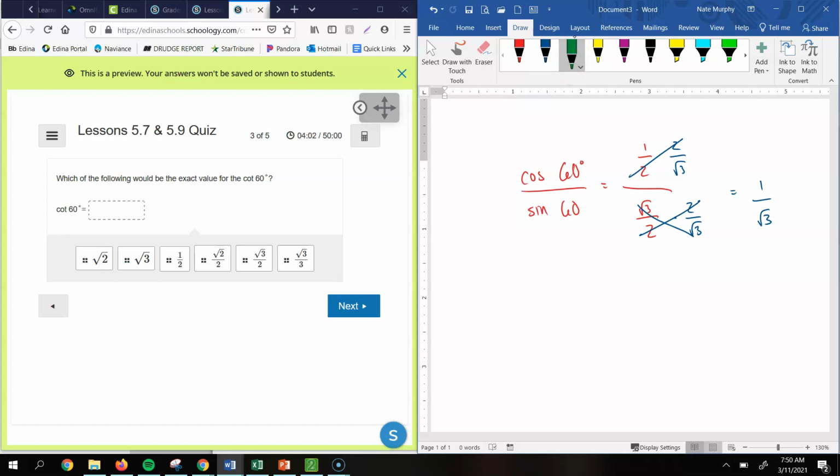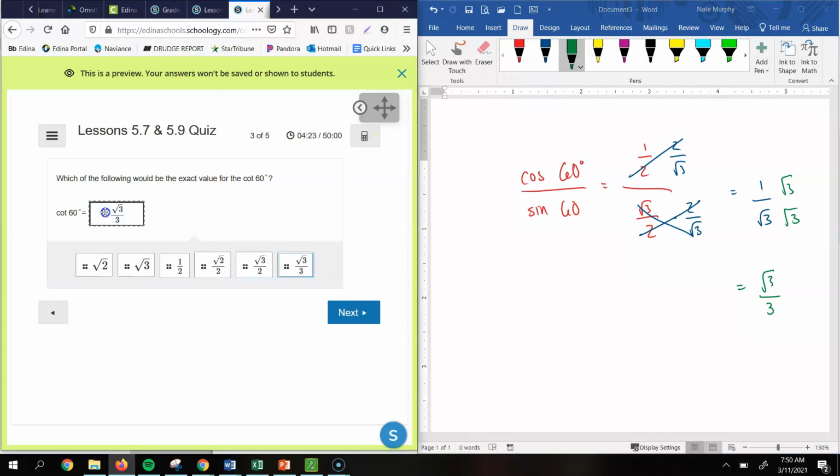So to simplify this, remember, you have to rationalize the denominator. We need to get rid of the square root from the denominator. So when we do that, we'll multiply the top and bottom by the square root of what's in the denominator. So in the numerator, we'd have square root of 3. In the denominator, we have square root of 3 times square root of 3, which is just 3. So now I can see that that is the very last option. That one there.